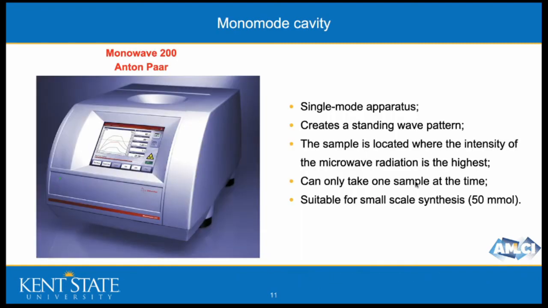So let's talk about the Monowave 200. It's a single mode apparatus, and it creates a standing wave pattern. That means that the sample is located where the intensity of the microwave radiation is the highest, and therefore only one sample can be measured at a time. And it's only suitable for small-scale synthesis.